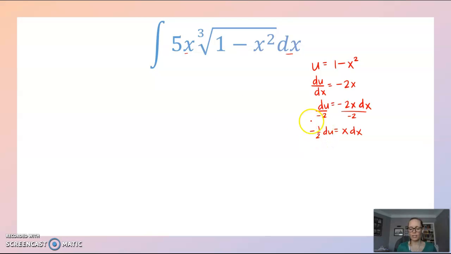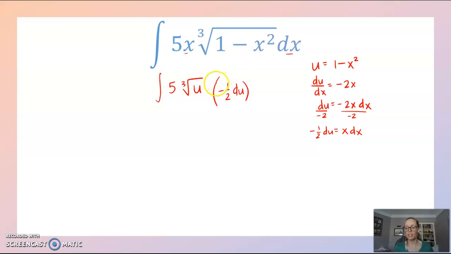Now let's go ahead and substitute this in so that we can see what we're doing here. So 5 stays there. My x dx is going to get substituted with negative 1/2 du. So I'm going to put that at the back here, negative 1/2 du. And then I substituted the inside of this cubed root with just a u.